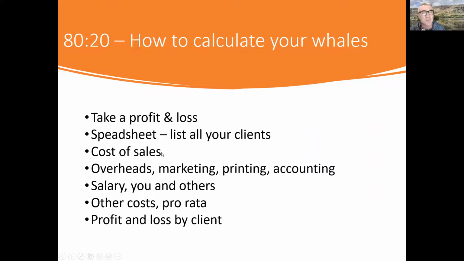Now, if you're a product business, you will have cost of sales. If you're a restaurant, you'll be buying in food and drink. You need to get those supplier costs and list them across. If you make furniture, if you make kitchens, you're buying in timber and all the other materials, you'll have to allocate those to product or to customer, one or the other.